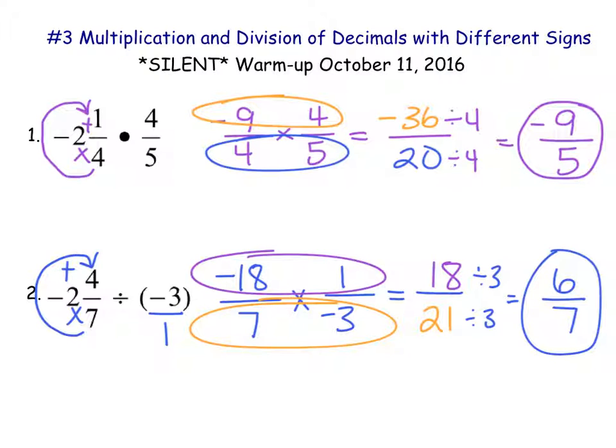You'll notice that for my first one, one was a negative, one was a positive, so my answer should be a negative. Once I simplified, I ended up with negative 9/5. For the second one, because they were both negatives, my answer should be a positive, and my answer turned out to be 6/7.